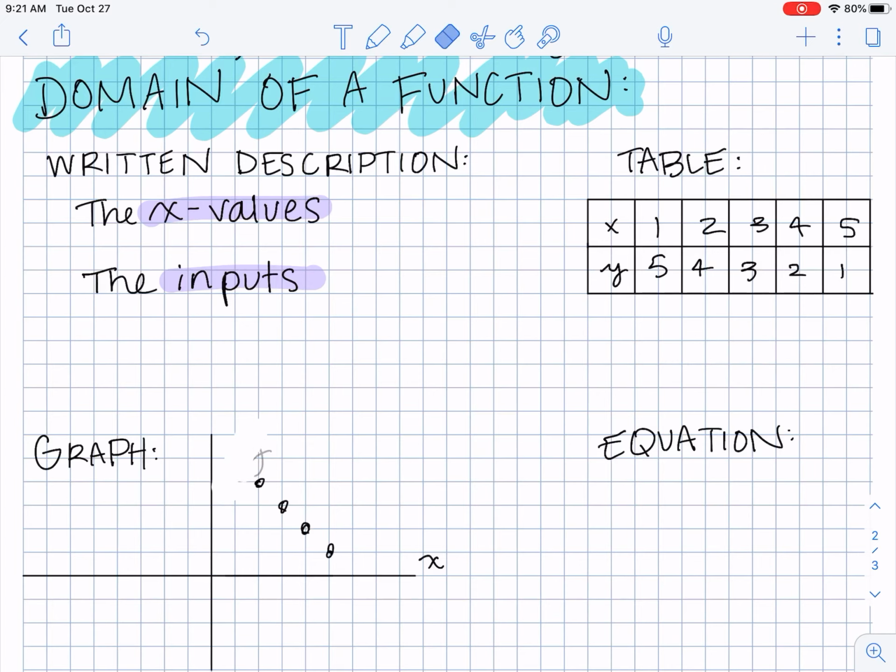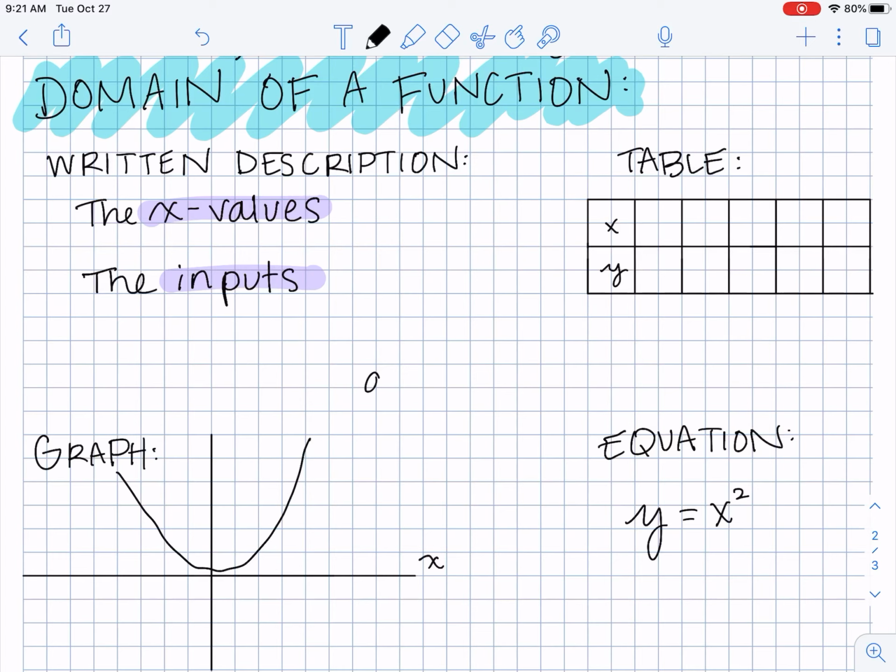But an equation might tell us that the domain is something else entirely. What if our equation was something like y equals x squared? In this case, it would take us a very long time to fill out a table of values, because that table is going to be infinite. The domain would be all real numbers. Sometimes we list that as just a fancy R.